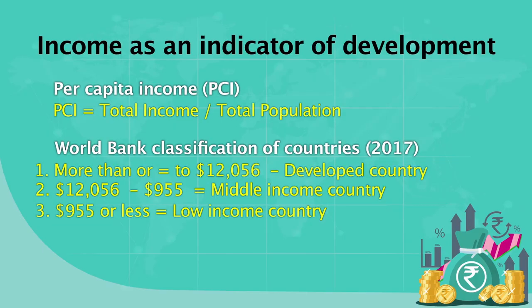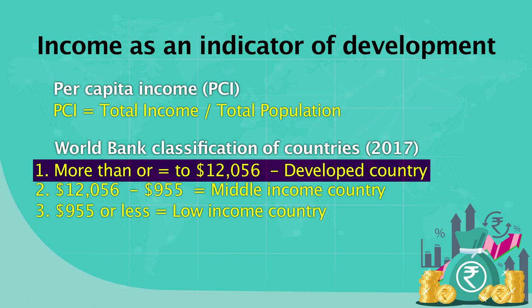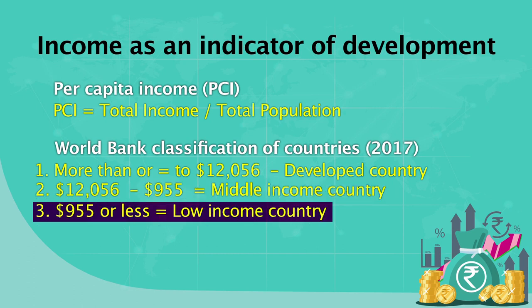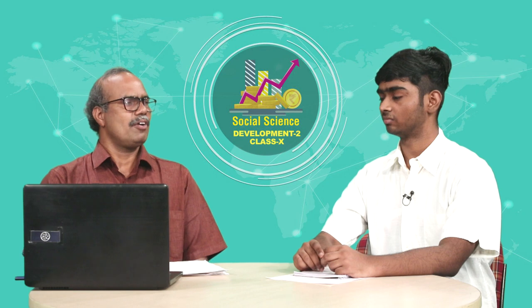You have also seen in our slide many aspects related to development, and we looked at how the World Bank classifies countries into three. All those countries whose per capita income is above $12,056 are considered high income countries, those between $12,056 and $955 are considered middle income countries, and those earning below $955 are considered low income countries. We also know that India belongs to which category? Middle income. Middle income, very good.